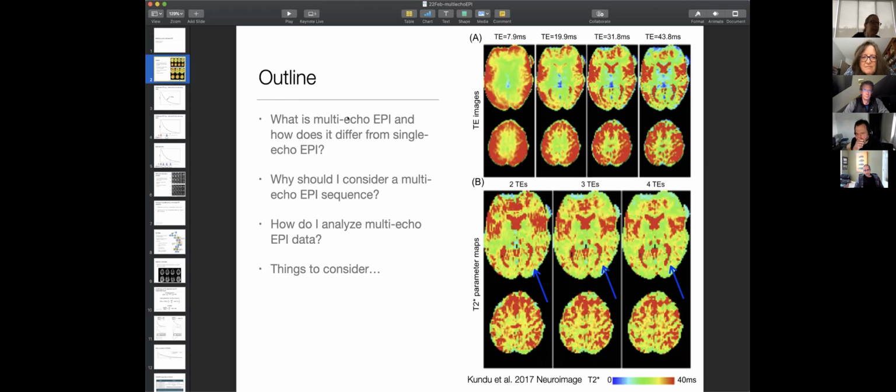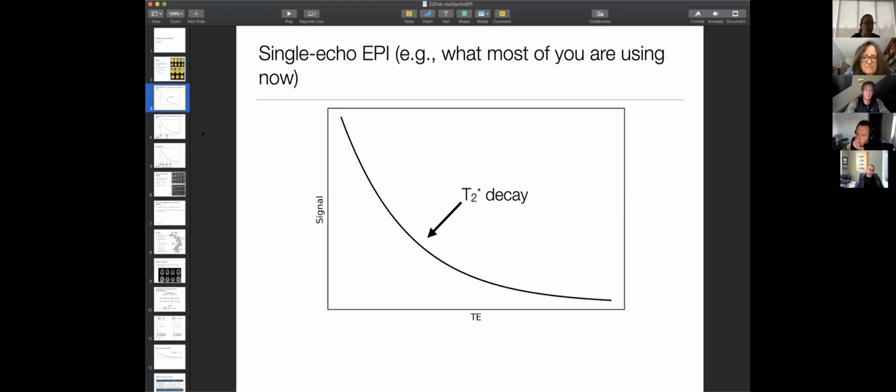So I'm going to cover basically what is multi-echo EPI. Jody covered a little bit of it, and how it differs from a single echo EPI. Basically the two main reasons why you would want to consider this, how you go about analyzing this, and then a couple things to consider along the way.